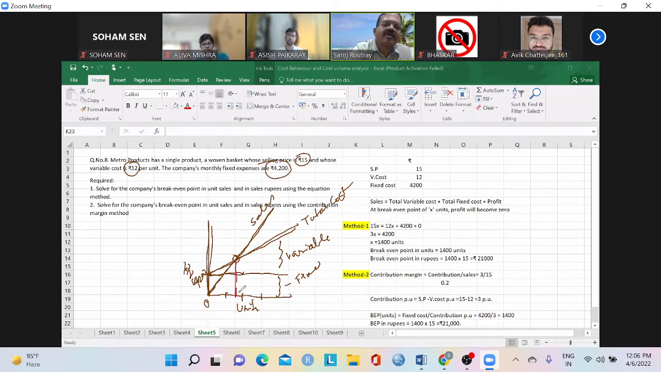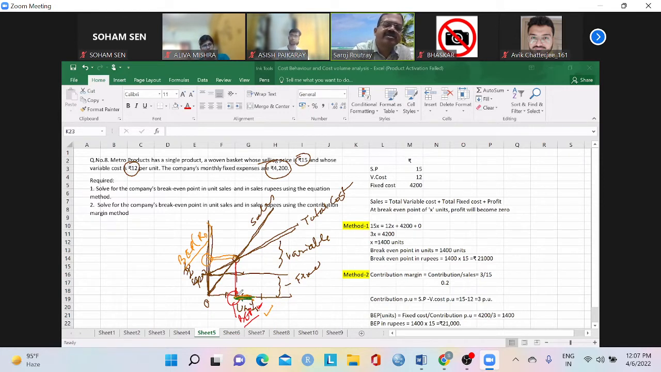This is in units. What is this? Break-even point, break-even units. In the other line, if you get it like this, here also this is BEP, but BEP in rupees. This is BEP in units, this is BEP in rupees. Now, if I sell anything more than this BEP, if I sell it here, what is it?